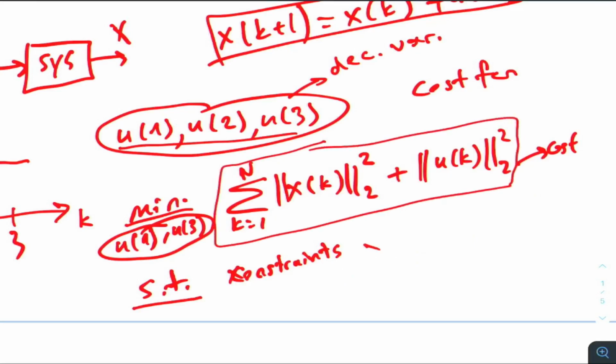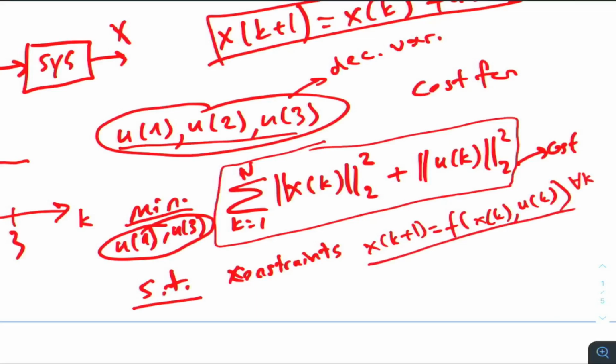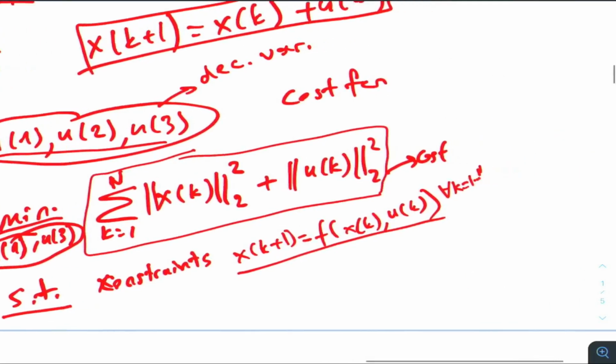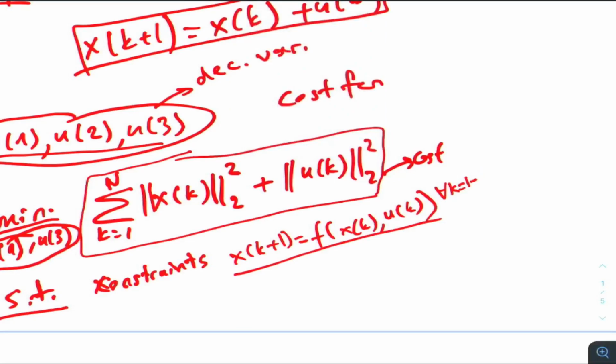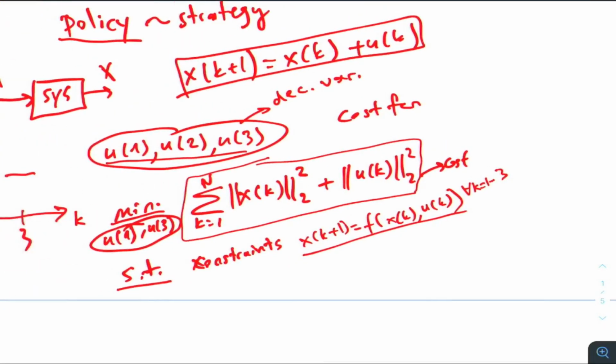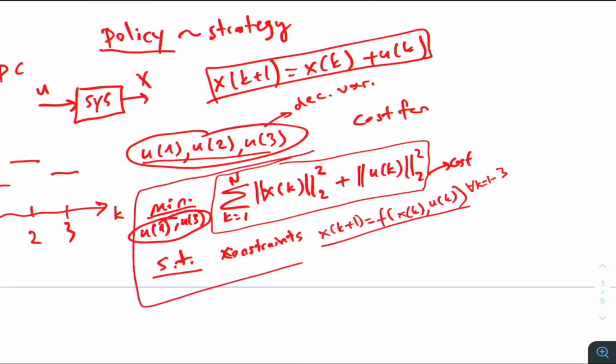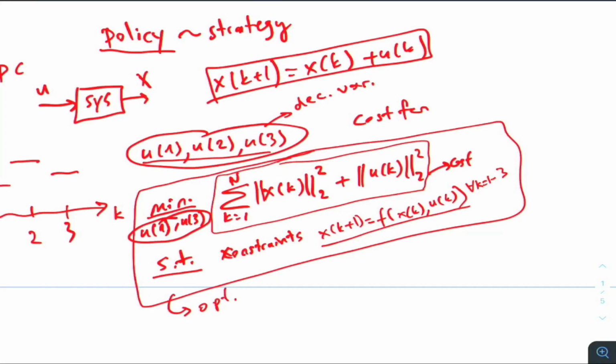Maybe that's better. Your constraint is this: f of x of k, comma u of k, right? And this is again for k = 1 to n. Let me... there is some problem with that. What we said was 3 steps, 1 2 3, only 3 steps, right? Okay, and what is this? This is your optimization problem.